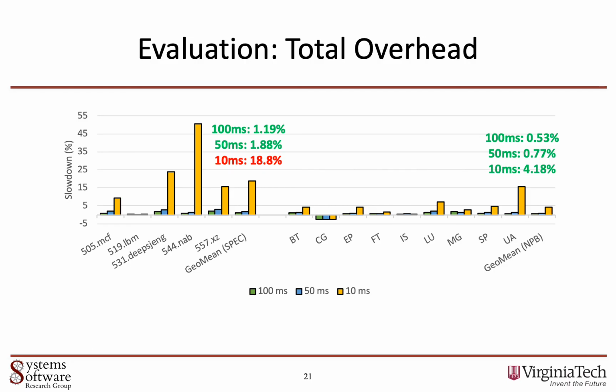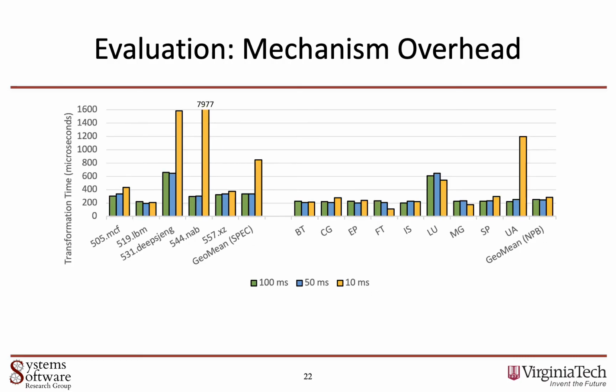Overall, though, Chameleon adds very little overhead to application execution, meaning it's feasible that applications could be run under Chameleon's control in production. As part of Chameleon's overheads, we also wanted to evaluate how long it takes Chameleon to switch between randomization epochs.